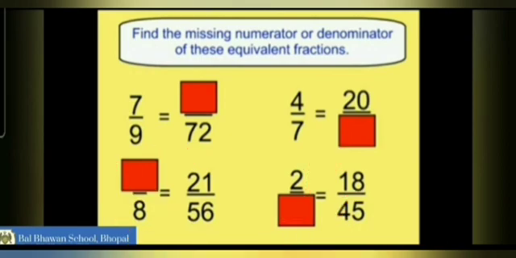So to find out the missing numerator or denominator of any equivalent fraction, you need to multiply or you need to divide the number in the numerator as well as in the denominator to check what will be the equivalent fraction of that particular number.